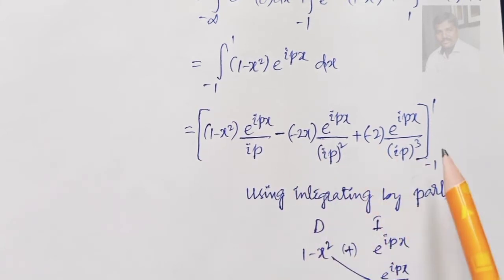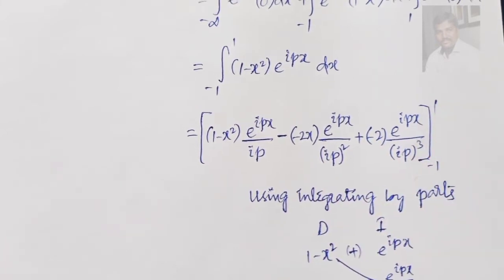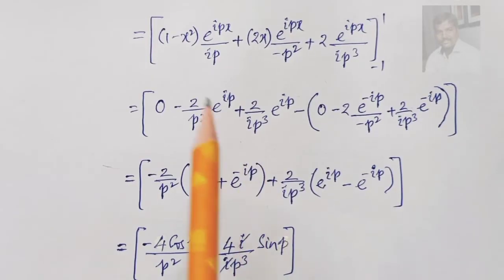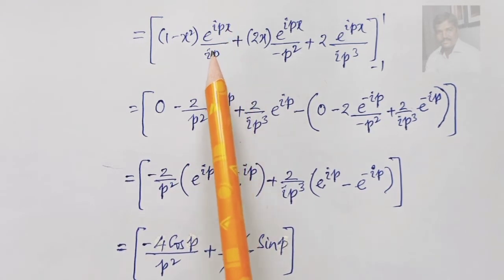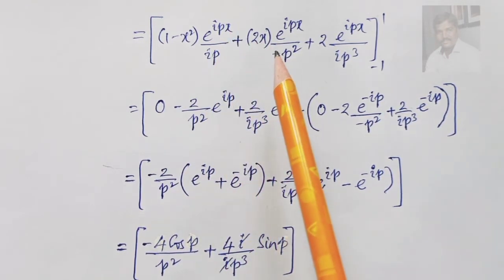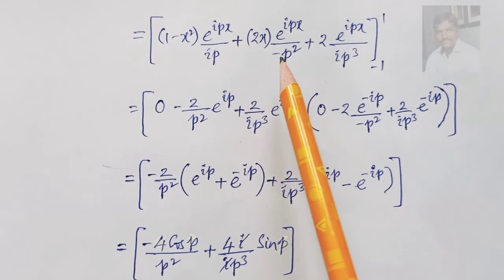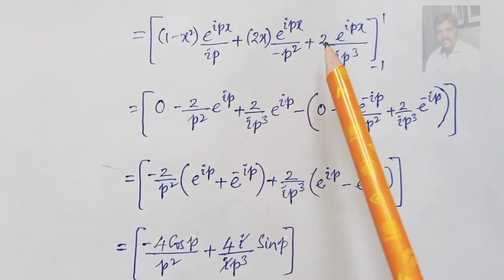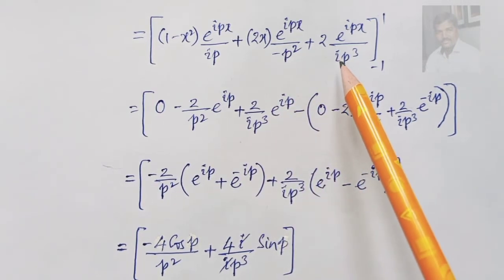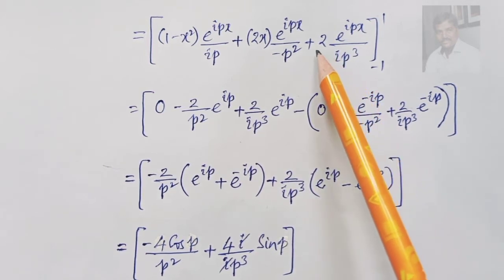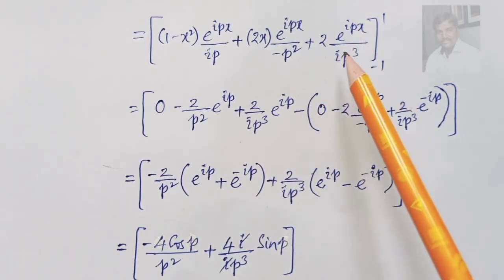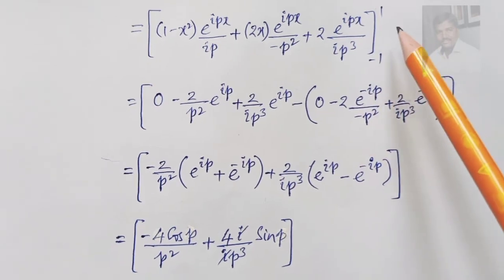So this is the integration by parts, and the limits are from minus 1 to 1. Now we have 1 minus x square into e power ipx by ip, plus, here ip whole square means i square, which is minus 1, so 2x into e power ipx by minus p square, plus, here i cube, which is i square into i, that is minus i, so minus minus gives plus, 2 into e power ipx by ip whole cube, with limits from minus 1 to 1.